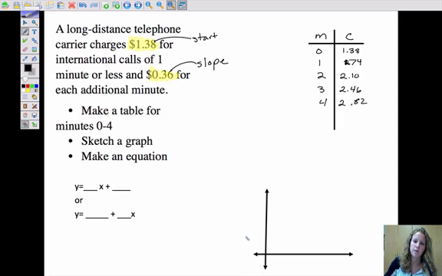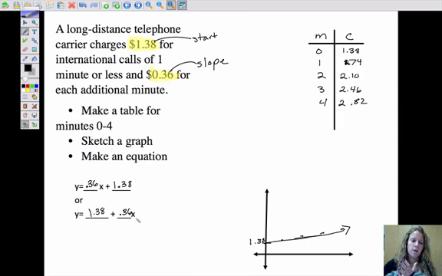So on a graph here, we're starting up at 1.38, and we're going up just 36 cents per minute. So that's our graph there. And if we plug in our start and our slope, our slope was a positive 0.36, and our y-intercept was 1.38, or if you'd like to think of that as starting at 1.38 and adding 0.36, that's fine as well.